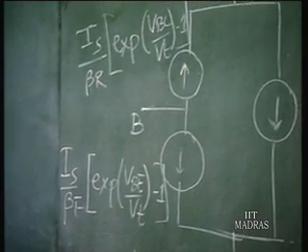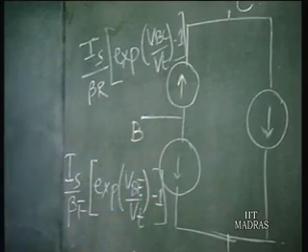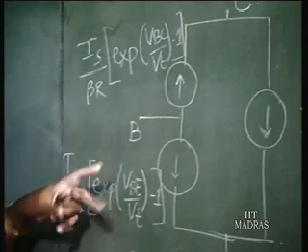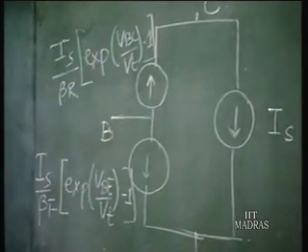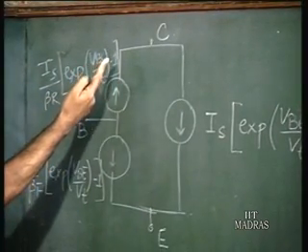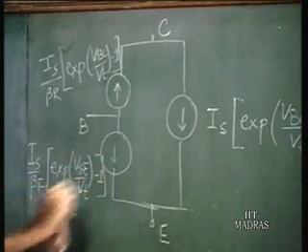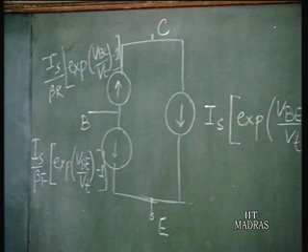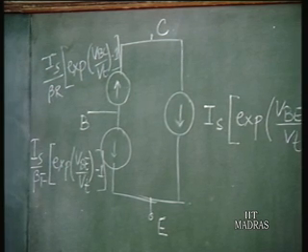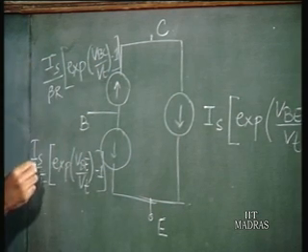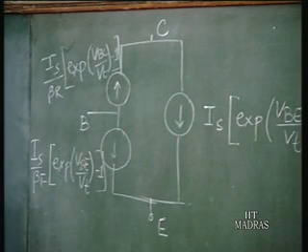So, you have these 3 current sources, and knowing the 2 terminal voltages Vbe and Vbc, you can evaluate the collector current, which is the difference of this current source and this one, the emitter current, the sum of these 2, and the base current, which is the sum of these 2 current sources. Again you have to know certain parameters. What are these parameters? Is, beta f and beta r.